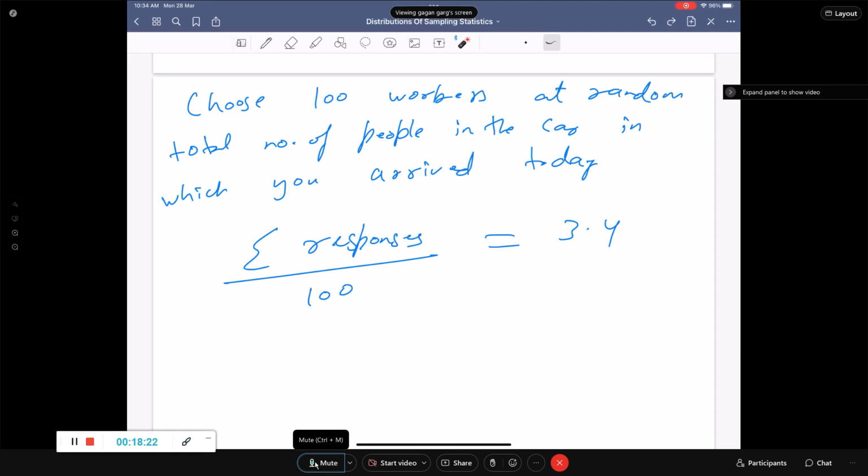No, we are not trying to find the population mean here. We just say that on a particular day, let's say today, let me find out how many people on an average have come in a car. Let's talk about today.